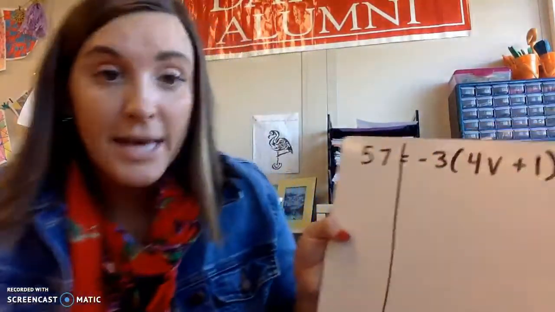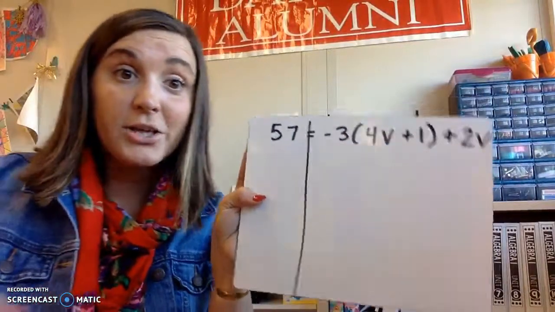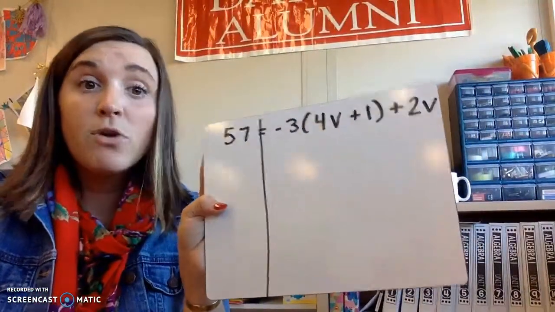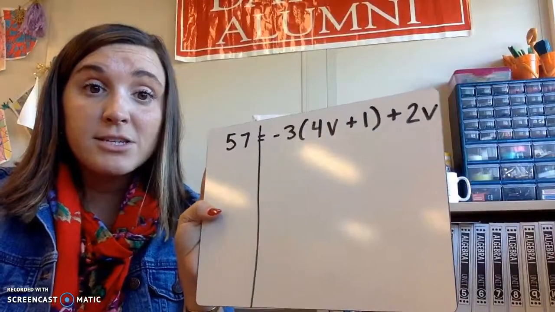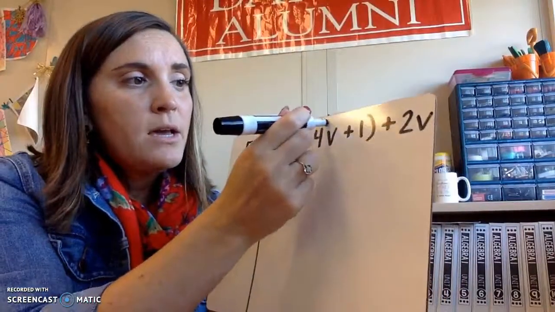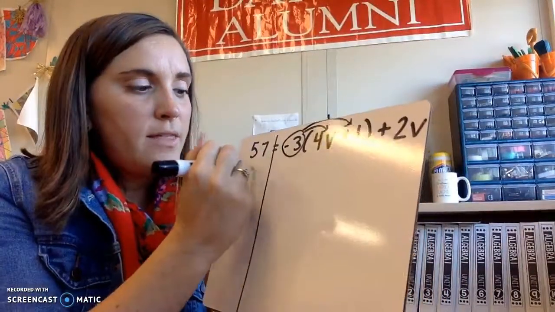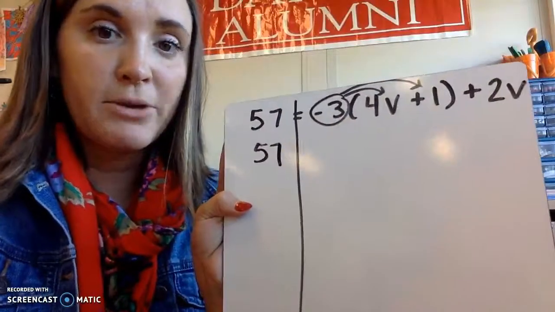57 equals negative 3, parentheses, 4v plus 1, end of parentheses, plus v. Yes, there's a lot going on. I'm not going to tell you there isn't. It doesn't matter because you know where to start. Find your parentheses and distribute. Negative 3 is directly on the outside, so that's what you're distributing.